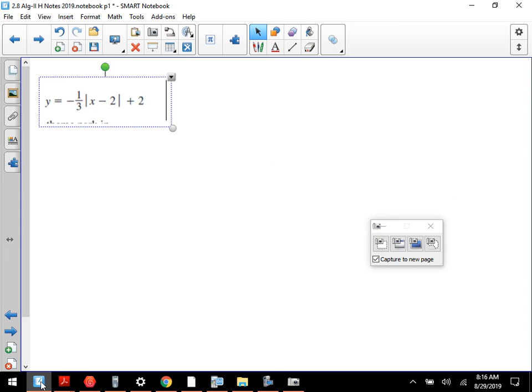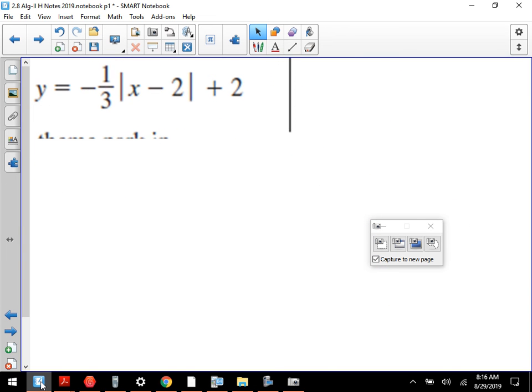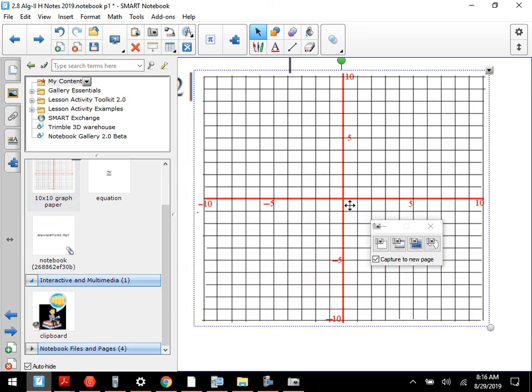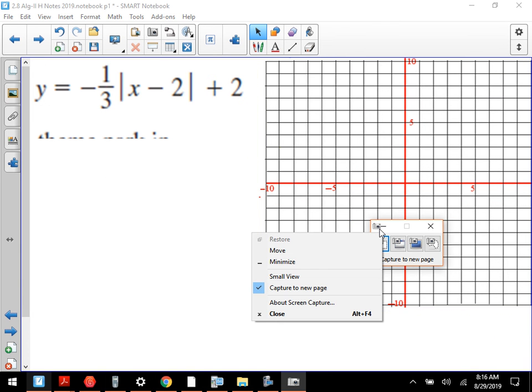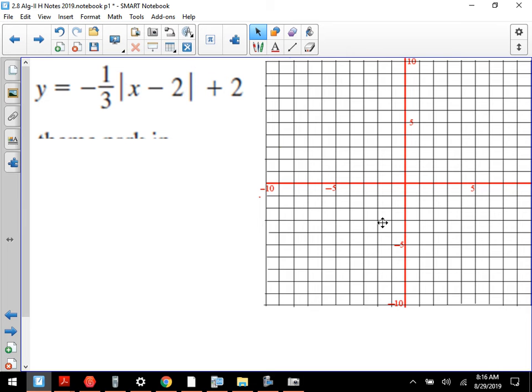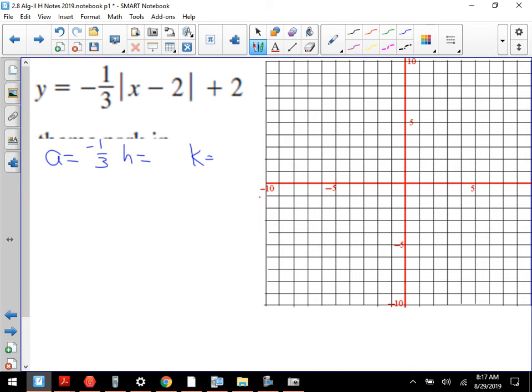It's very convenient. So, absolute value graph. When you do an absolute value graph, remember the easiest thing that I would always do first is label my A, my H, and my K. That's the trick. H is always the opposite. K is the same. Now, in this case, your A value is what? Negative 1/3. So if my A value is negative 1/3, what direction is my V going? The V is opening downward.